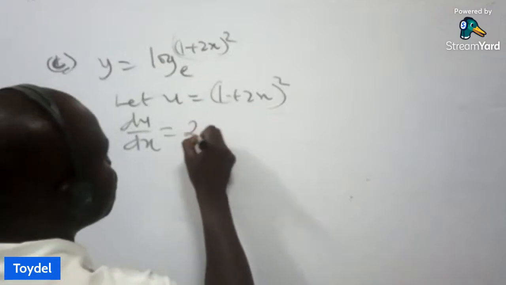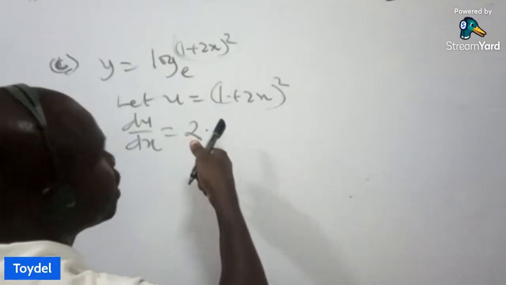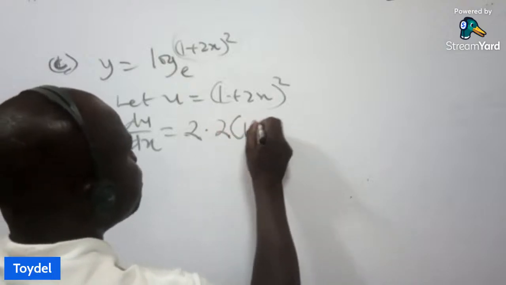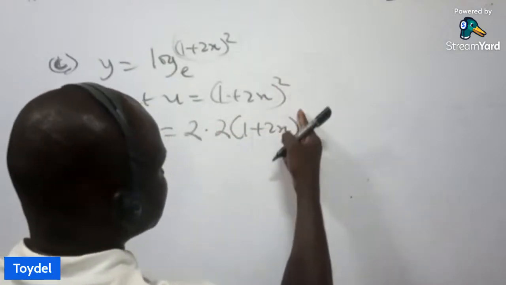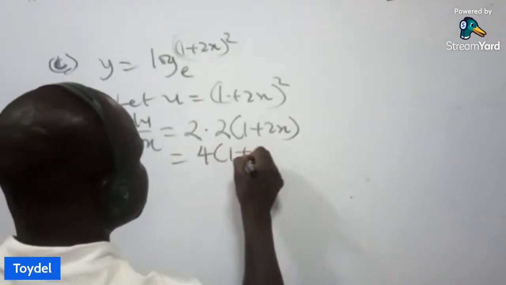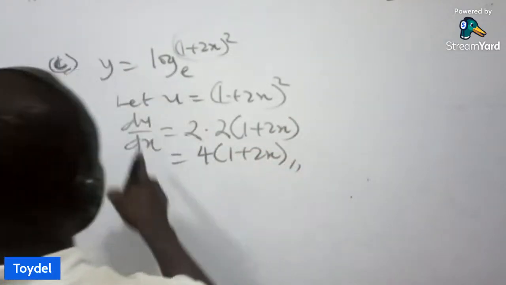You have 2, multiplied by, I'm applying function of a function here, this 2 will come down. 2 into bracket 1 plus 2x. Then you subtract 1 from the power. I'm not going to do anything on this. So I'm going to get 4 into bracket 1 plus 2x as my du/dx.